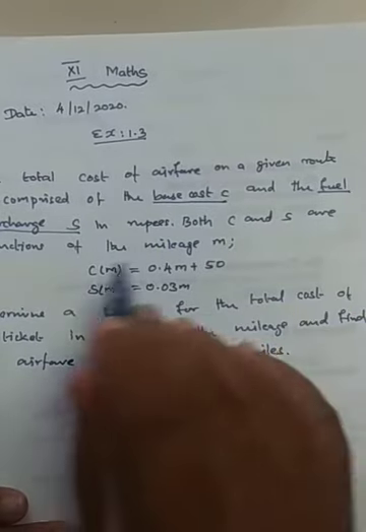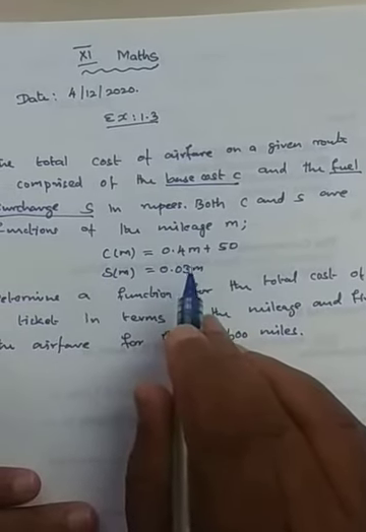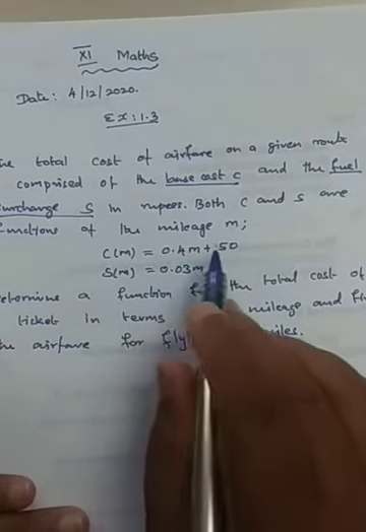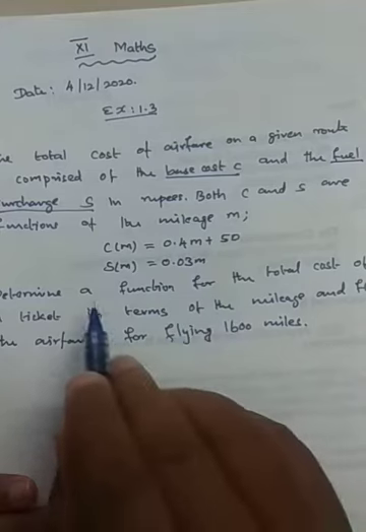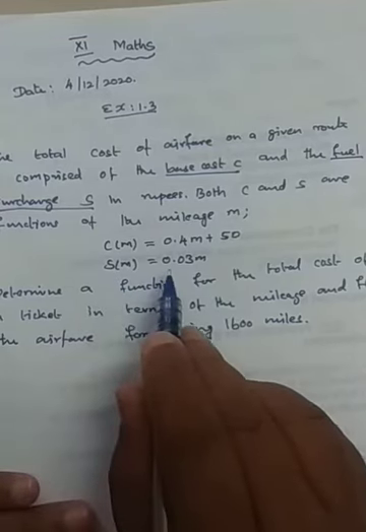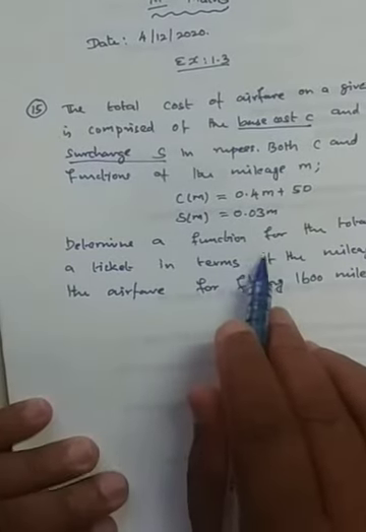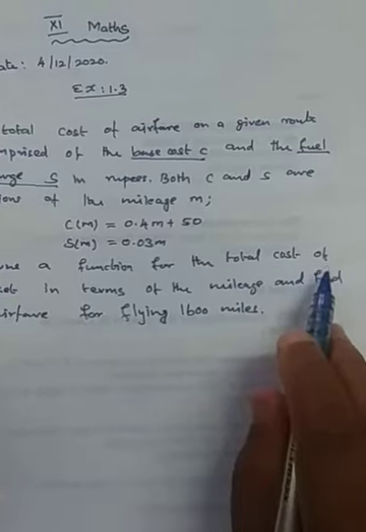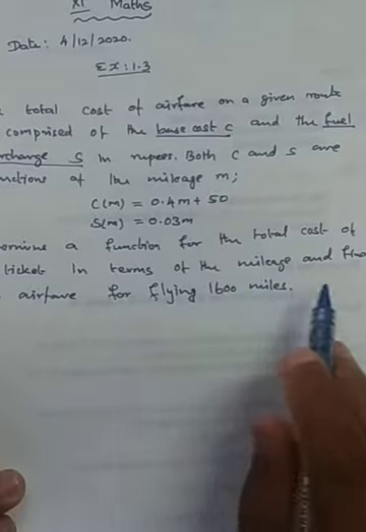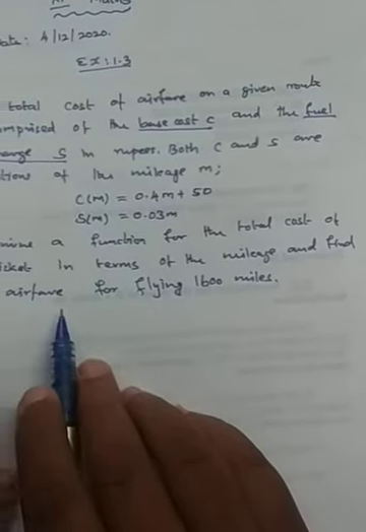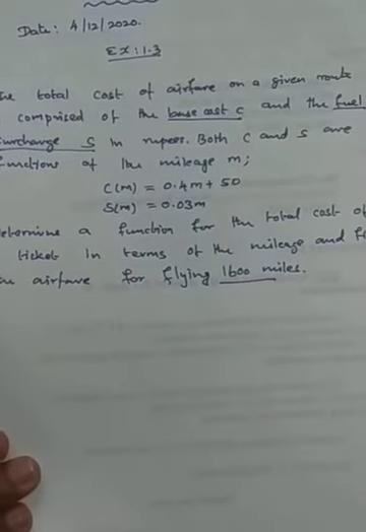Both C and S are functions of the mileage. Mileage means how many kilometers it will give per liter. So that's the mileage. C of M, that is base cost, is 0.5 into M plus 50. Fuel charges, how much? 0.03 into M. What they are saying: determine a function for the total cost of a ticket in terms of the mileage, and find the airfare for flying 160 miles. That is the thing.